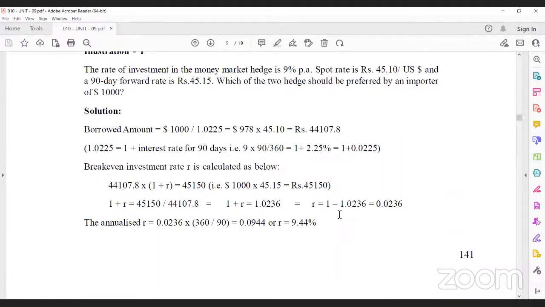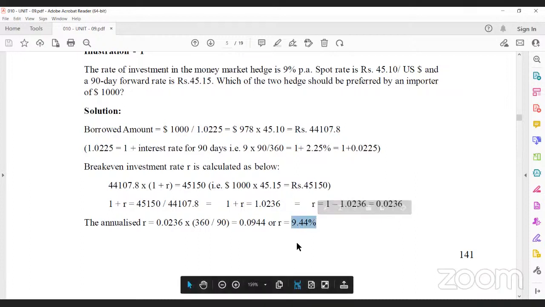Now, taking the same formula, the money market rate of 9% per annum and the spot rate are given. The 90-day forward rate in rupees is given. You're asked which hedge should be preferred by an importer. Now, apply the same formula in case of the borrowed amount, and the break-even investment R should be calculated. Here you can see the break-even R is 9.44%.